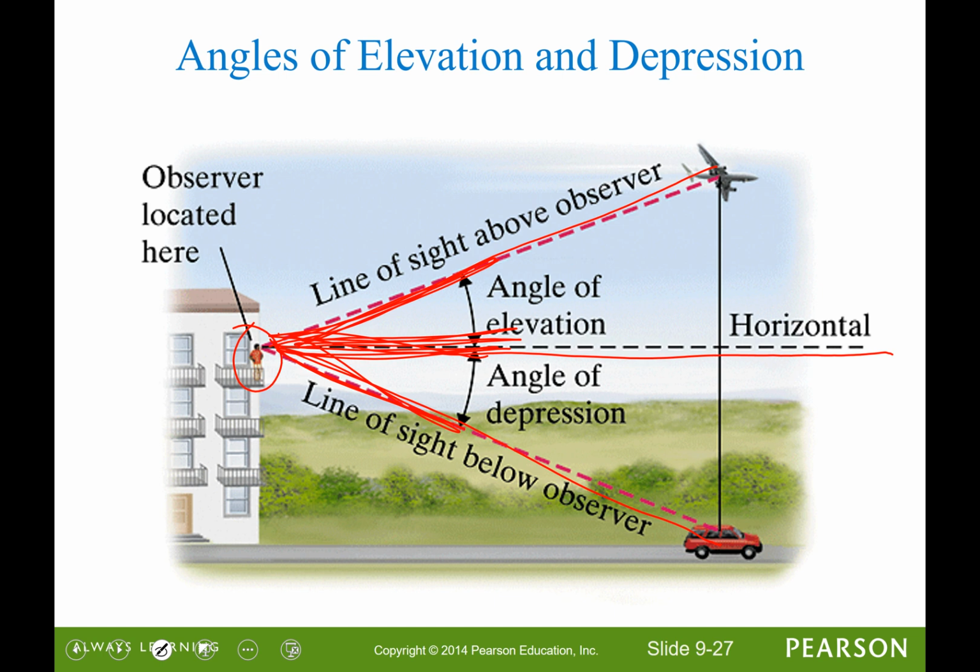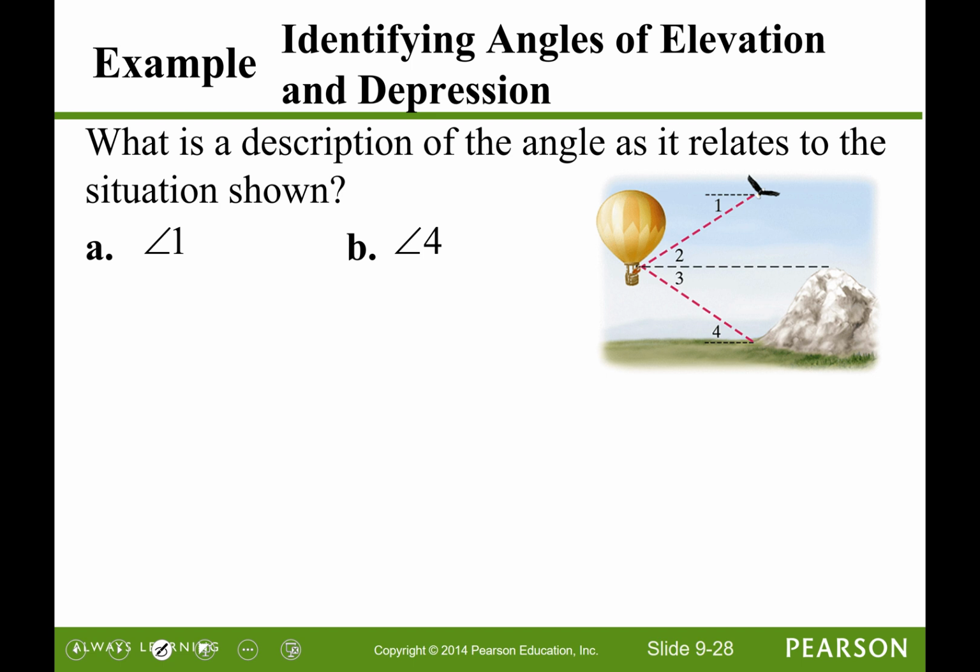Okay, so hopefully you're picking up on the difference between an angle of elevation and an angle of depression. Remember, they both have one horizontal ray or side. Okay, let's practice identifying angles of elevation and depression. What is a description of the angle as it relates to the situation shown? All right, so look at our figure here. Got a lot going on. A bird, a balloon, a mountain, grass, sky.